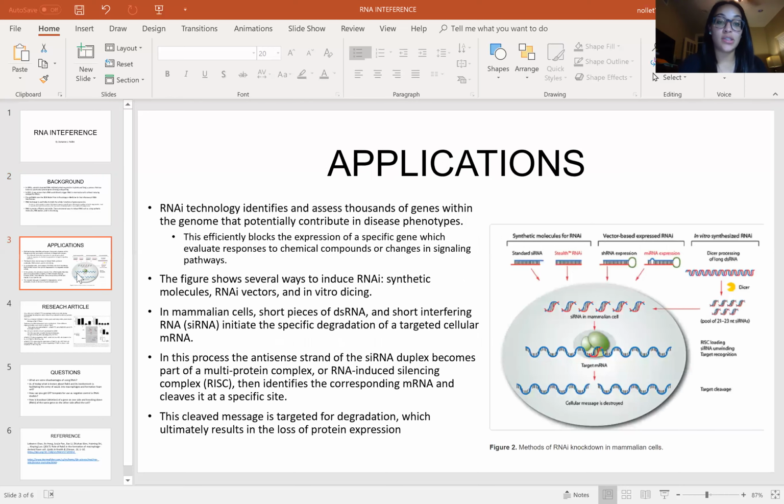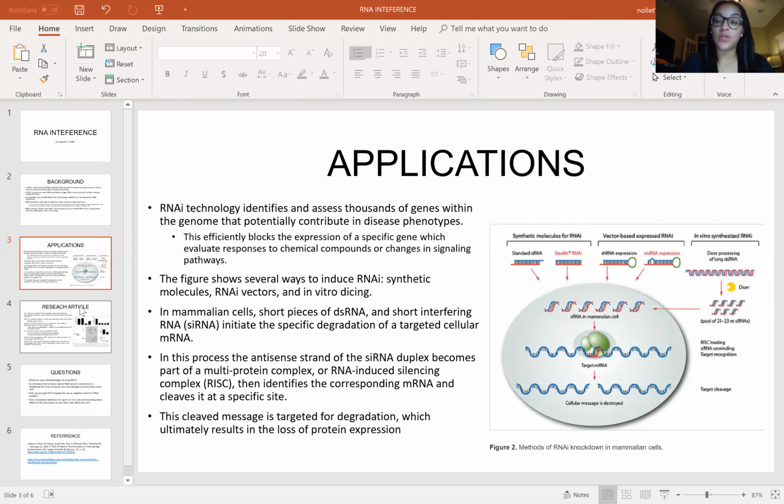Some applications of RNA interference. RNA interference identifies and assesses thousands of genes within the genome that potentially contribute to disease and phenotypes, and it provides an efficient means for blocking expression of a specific gene. And you can see here, I shared a little diagram showing the process of RNA interference.